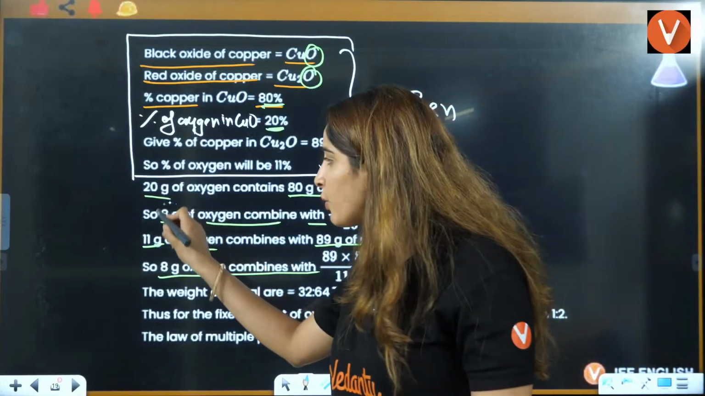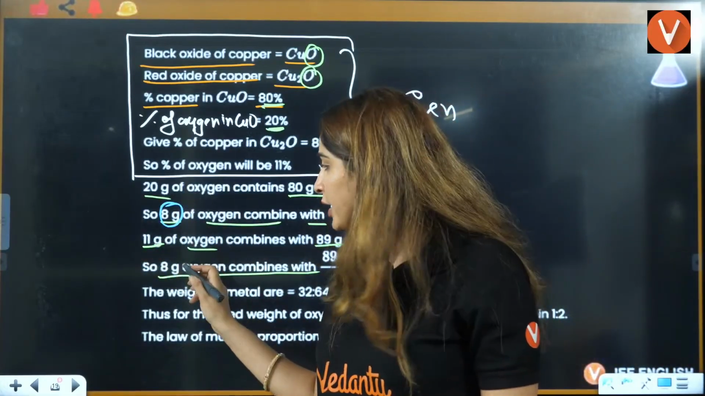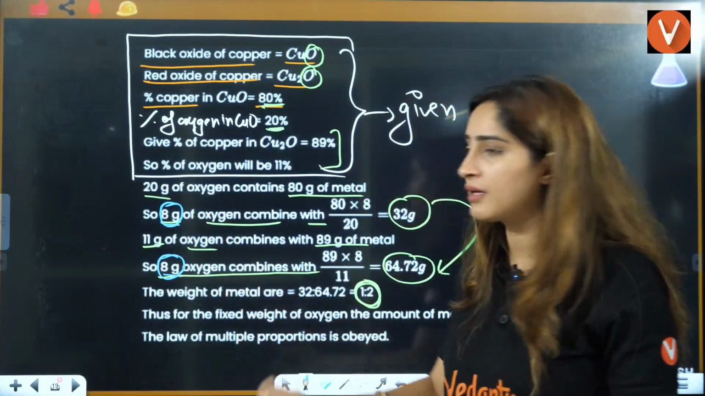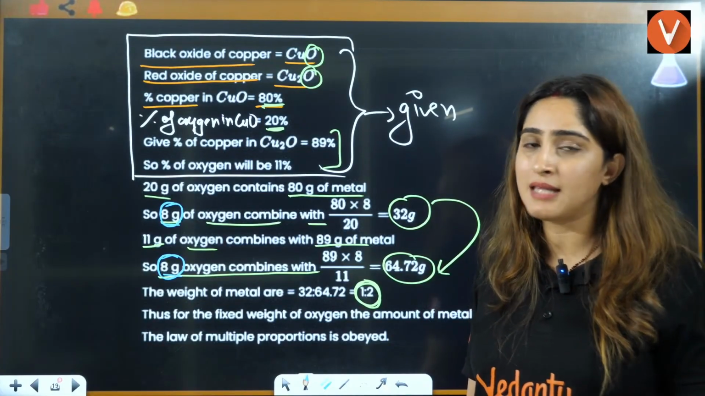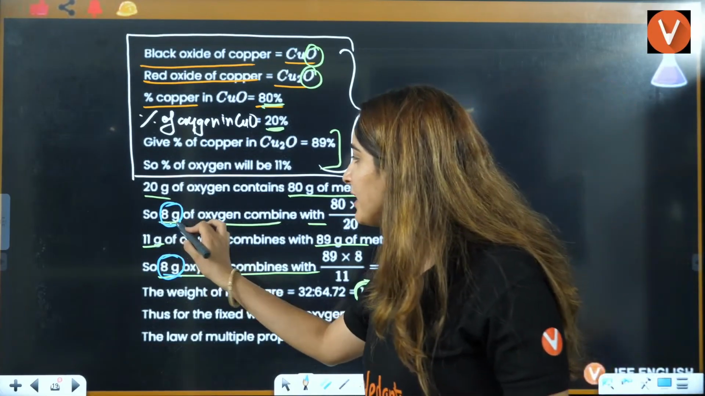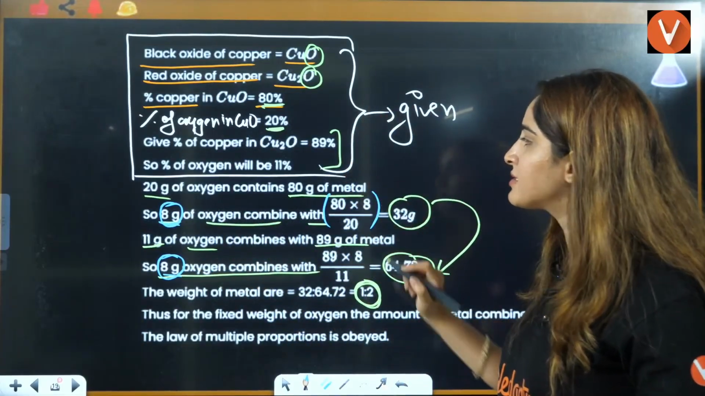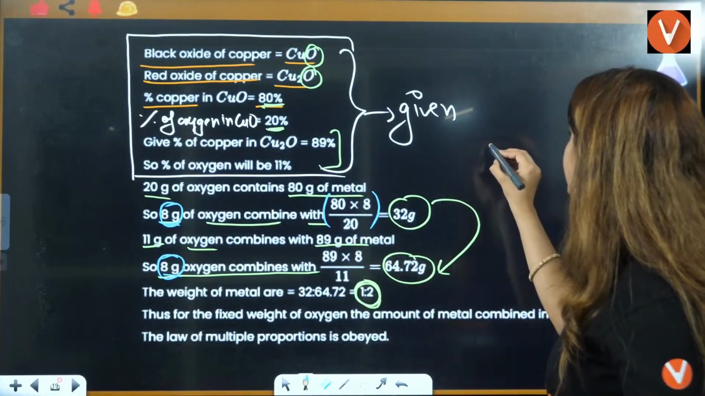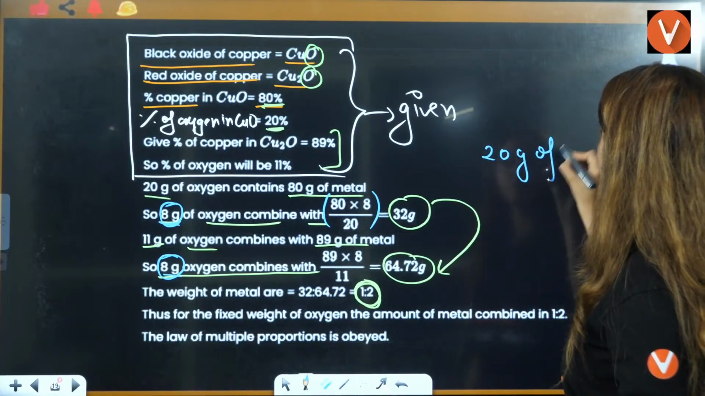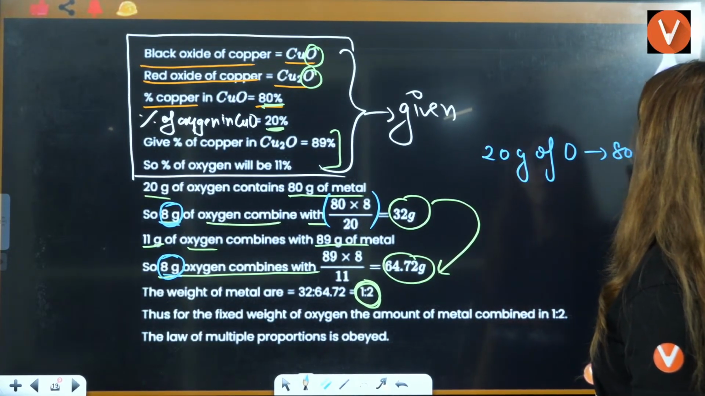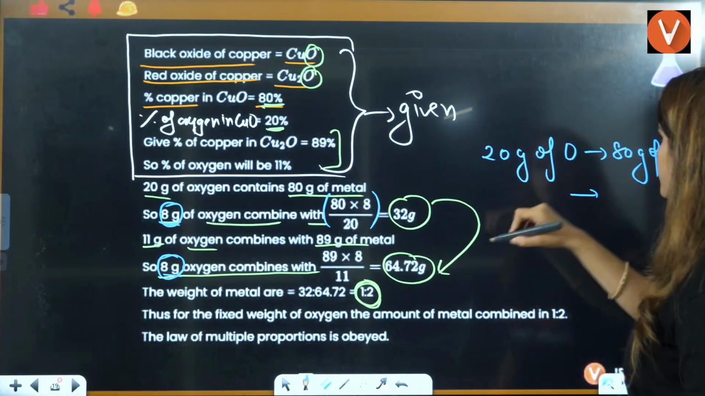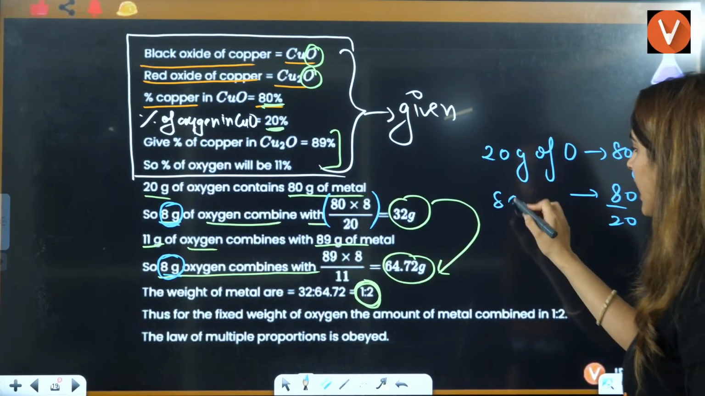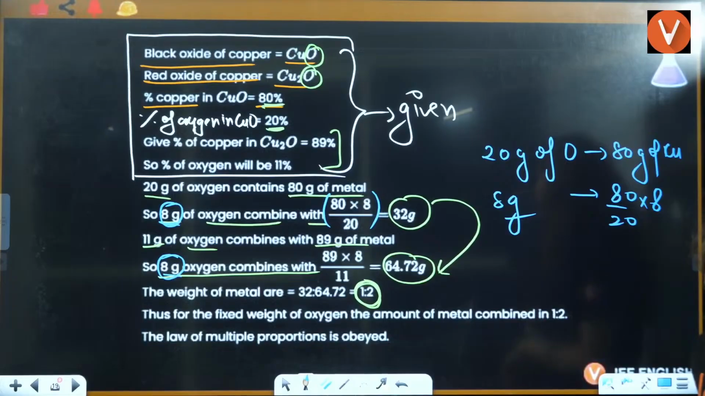But see, if you are taking some other gram here, then here also you have to take the same thing. That means this has to be the same. So here I have taken 8 gram of oxygen combines with how much amount? 8 divided by 20 multiplied by what we are asking for. Similarly, you can see 20 gram of oxygen has 80 gram of metal, so 1 gram of oxygen will have 80 by 20. And 8 gram we are asking, so this will be multiplied by 8, right?